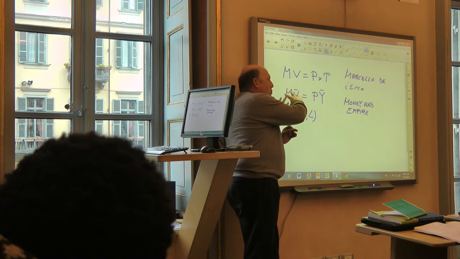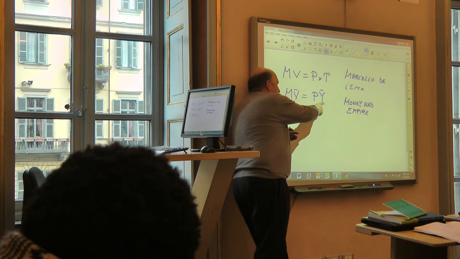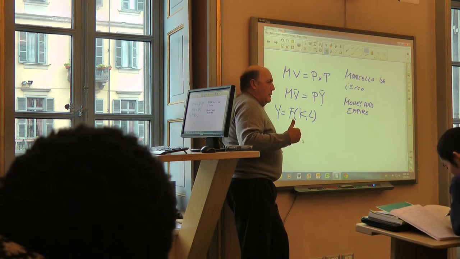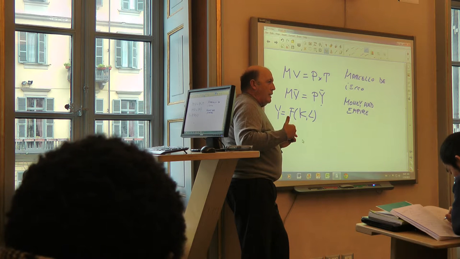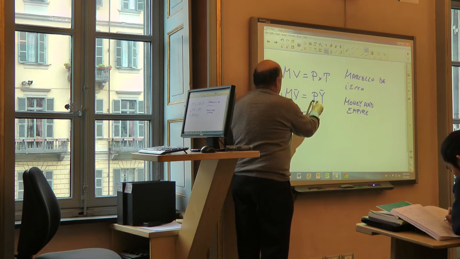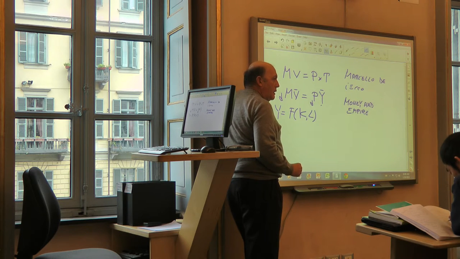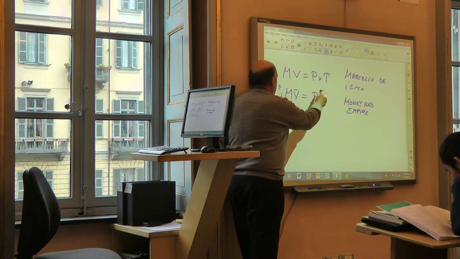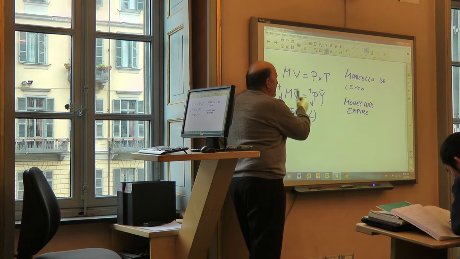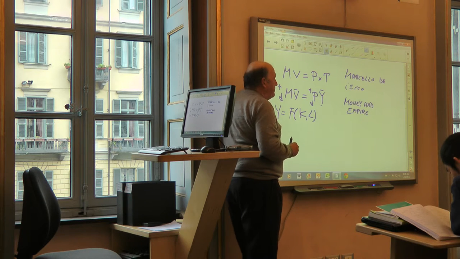So this actually implies what is called the neutrality of money. Money is neutral. Money impacts not on real output, but on the price level. So money is either inflationary or deflationary. If you reduce the stock of money, the price level will fall. If you increase the stock of money, given Y, the price level will go up. That's how money functions in the neoclassical economy.